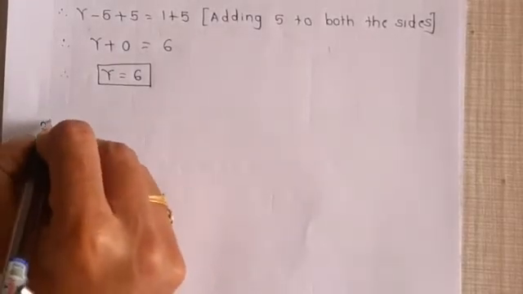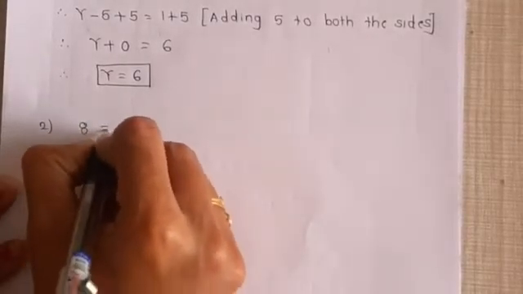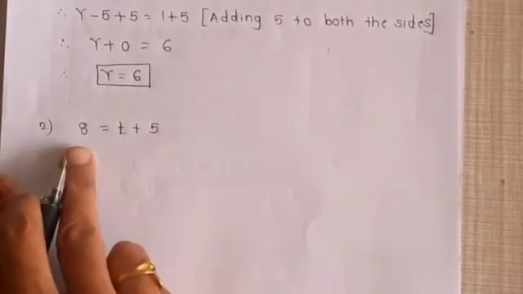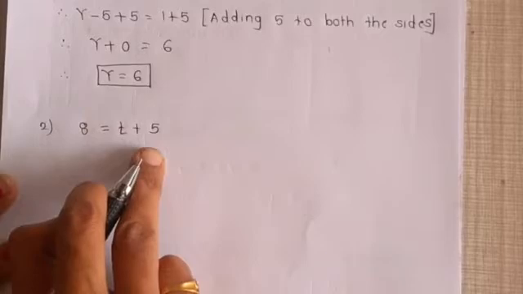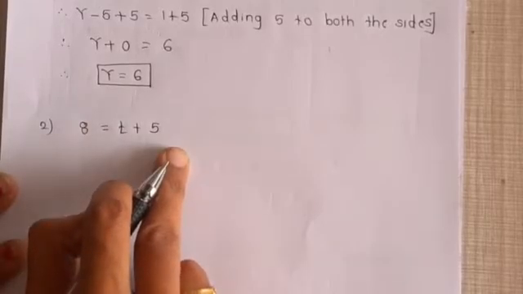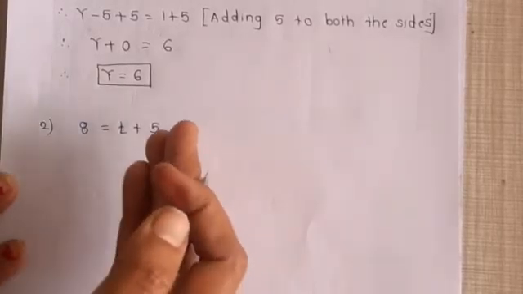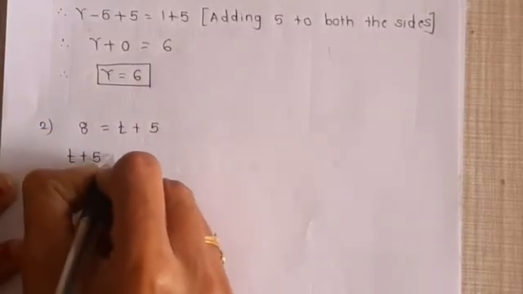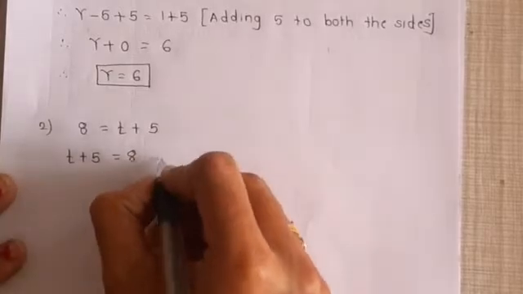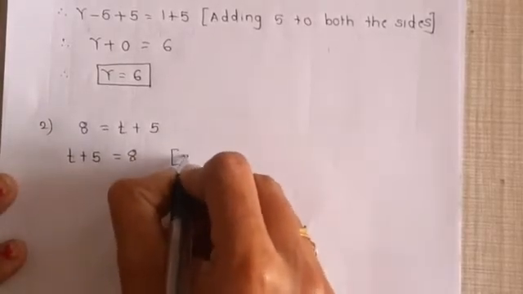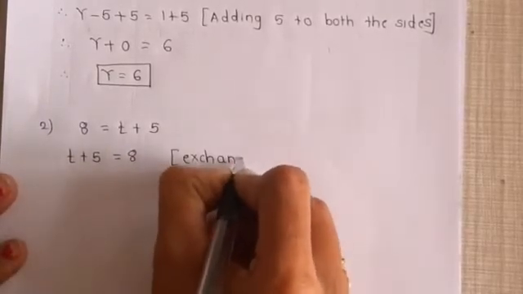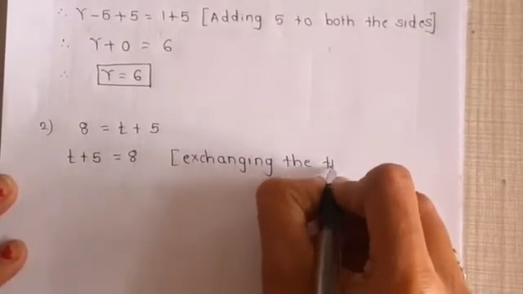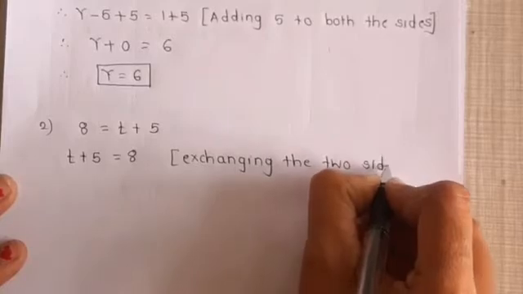Now second one, 8 is equal to t plus 5. Now here you will exchange. First what you will do, you will exchange, that is LHS you will take on this side and RHS on this side. t plus 5 is equal to 8. You will write the reason: exchanging the two sides.